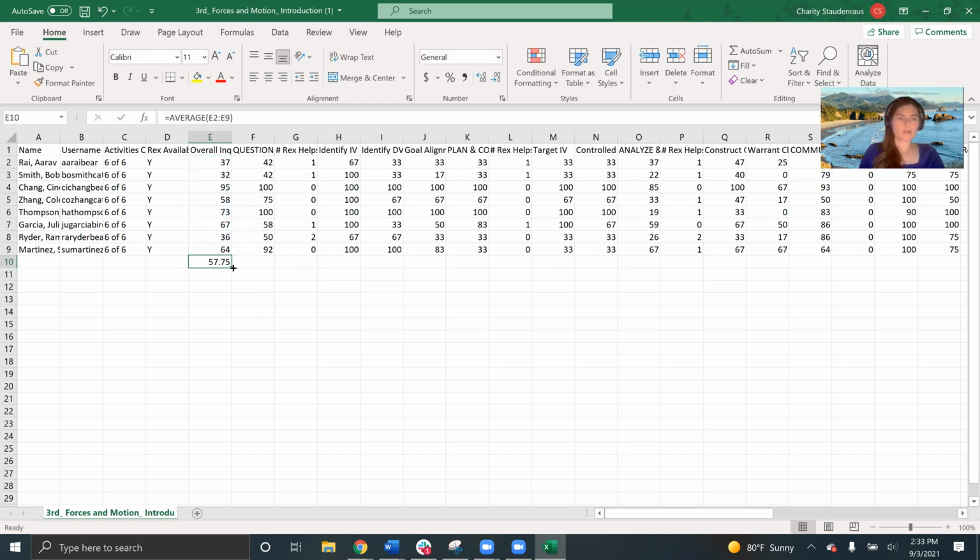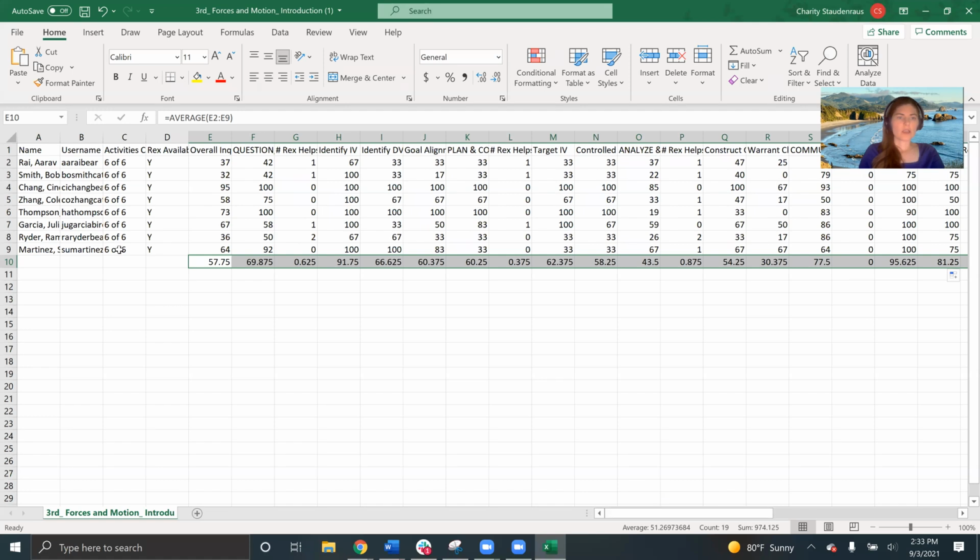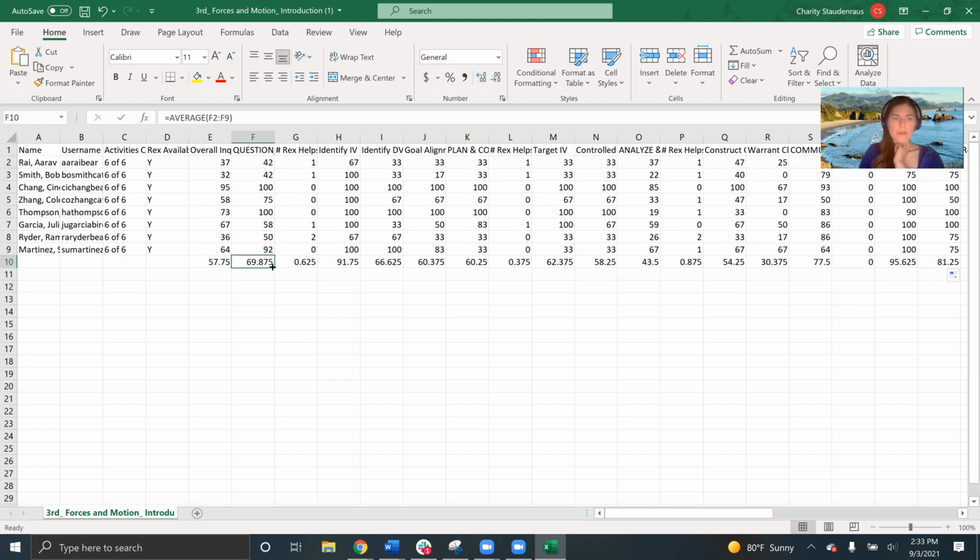Okay. And so that's not going to do me much good. All right. So right away, let's look. So my average is a 57.75. So 58. So it's definitely novice level for overall inquiry. My question formation is fairly high. Obviously, this is an average, so it's not a complete picture, but it kind of tells me where I'm at.